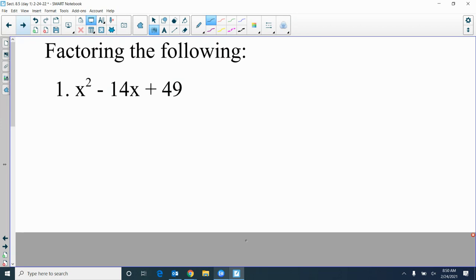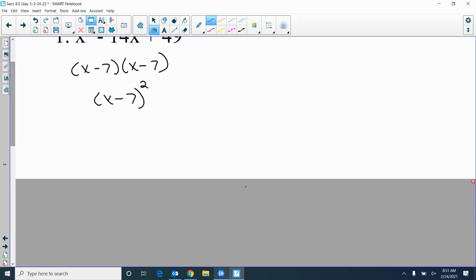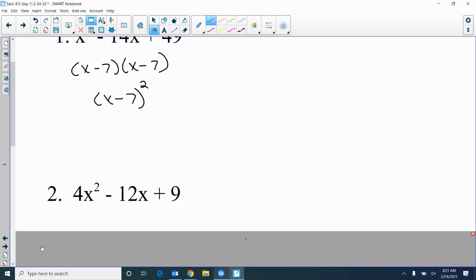And -7. Yep, this is it. This is x minus 7 times x minus 7. Now, oftentimes you will see it written as x minus 7 quantity squared. I will take either answer, but sometimes, like if you're on an ACT or a multiple choice test, they might not give you the first answer. They might only list x minus 7 squared. So you got to know that's the same thing.